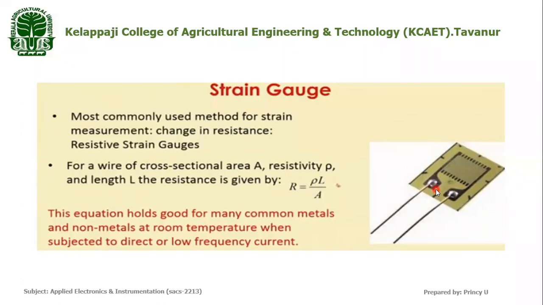So the same strain will be affected on this strain gauge also. Okay, so the basic principle of strain gauge is that the stress or strain applied to the strain gauge will produce a change in resistance. So the change in resistance is proportional to the applied force.